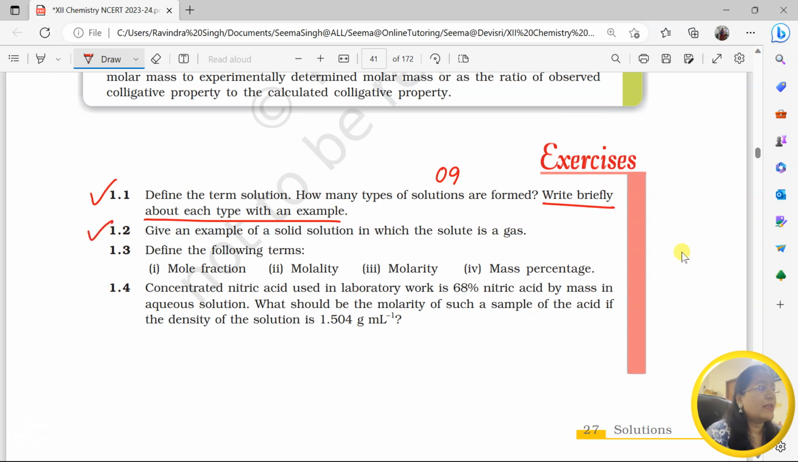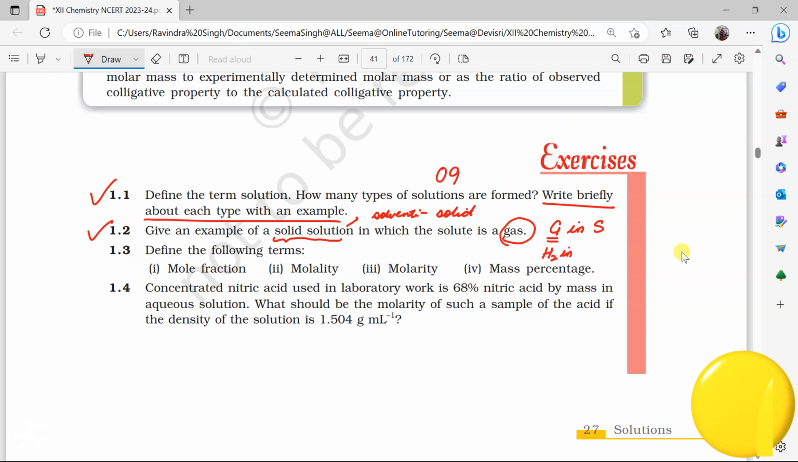Read the question well. Give an example of a solid solution. Now, when I say solid solution, I'm not reading further. First, I'll just get a clarification for this particular term. Solid solution means my solvent has to be solid, in which the solute is a gas. The solute is a gas. So we are looking for gas in solid. I remember hydrogen in either nickel or platinum or palladium, which is used in the reaction called hydrogenation, that is addition of hydrogen. These are the only 2 questions from the topics that I have taught you today.